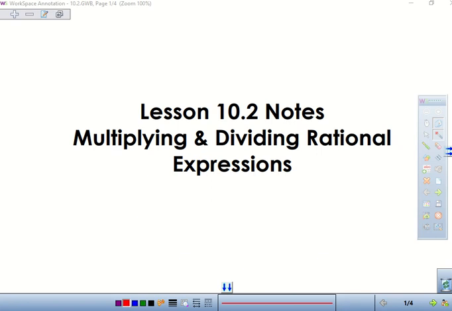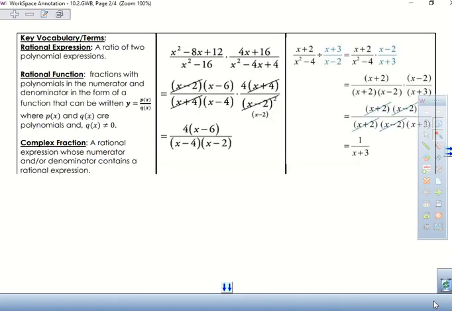Alright, so today we're going to talk about multiplying and dividing rational expressions. A rational expression, we learned about what those are yesterday. So we're going to talk about how we can multiply and divide them. Okay? So there's a few different ways we can do it, and we have something called cross-canceling.